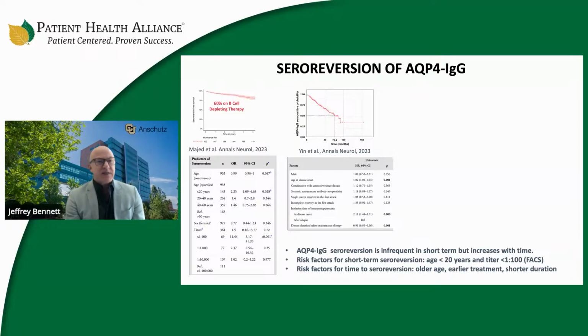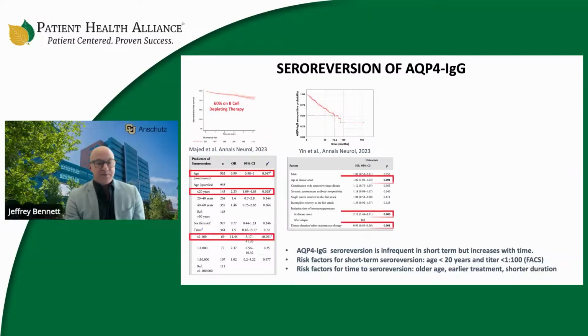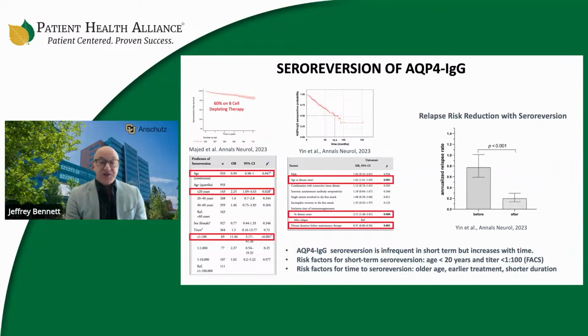Why we discuss potential discontinuation of therapy is the note that patients may serorevert on therapies. They tend to predominantly occur, in this study from the Mayo Clinic and another from China, in patients on B-cell depleting therapy and patients with low titers to begin with, younger age at onset of treatment, and higher efficacy therapy initiated sooner after diagnosis. And in the Chinese study, the relapse risk reduction with seroreversion was significantly lower, at roughly the rate seen with some medical therapies for NMOSD.